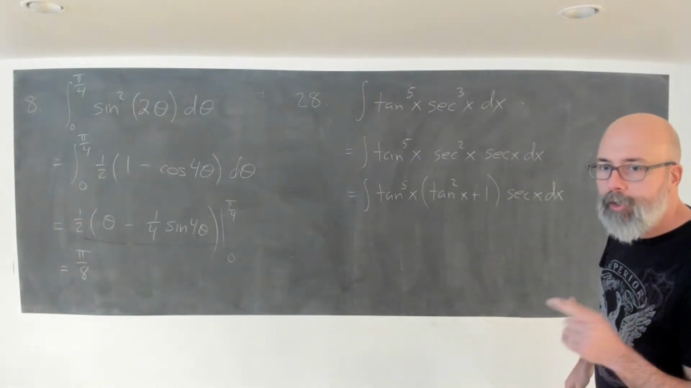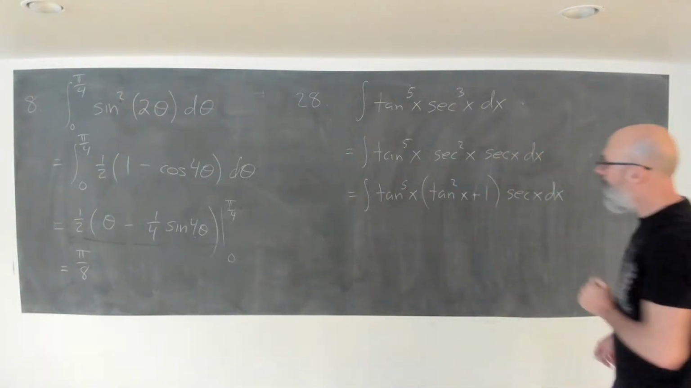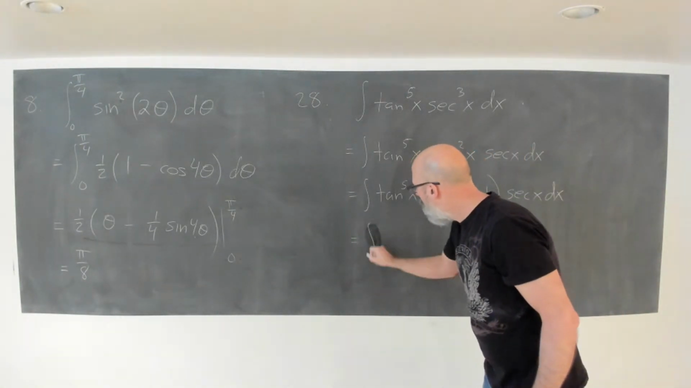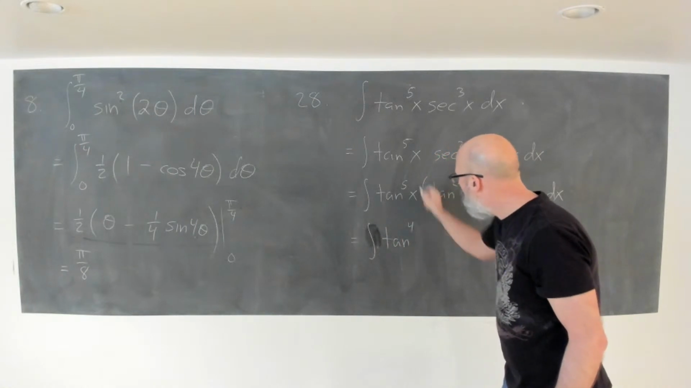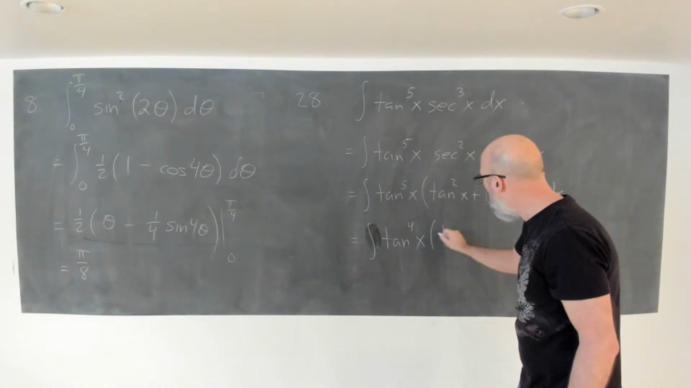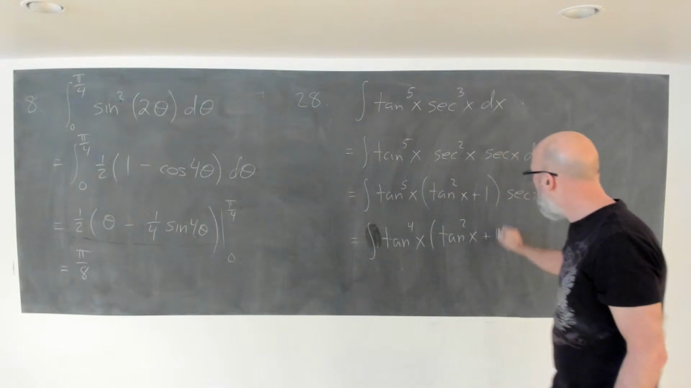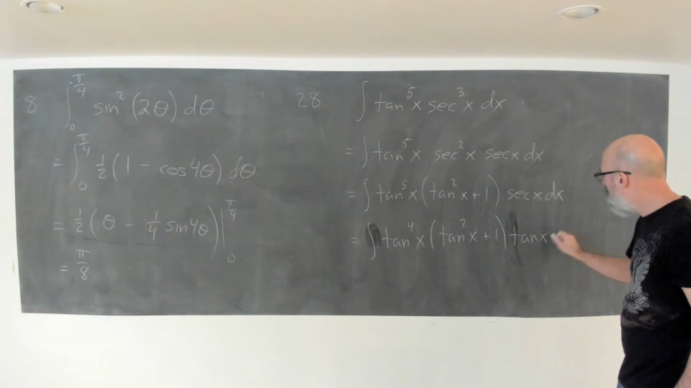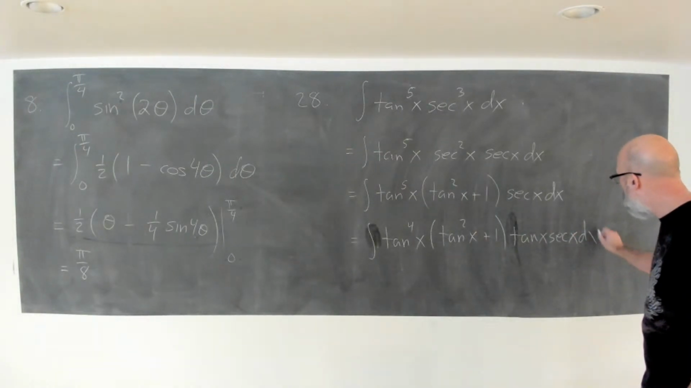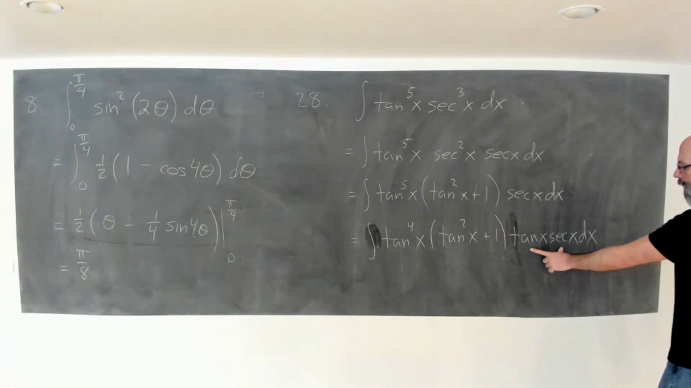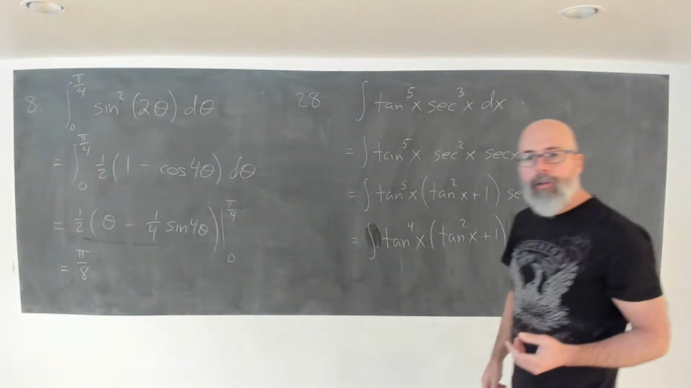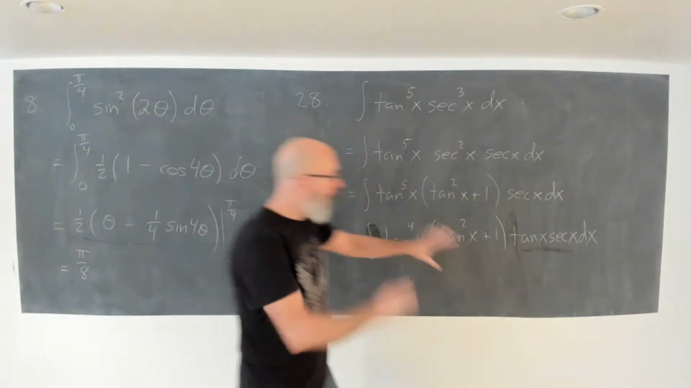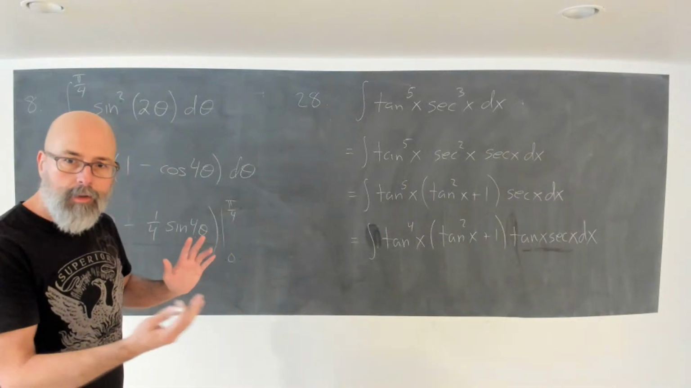Somebody's suggesting to split up the tangent to the power 5 into tangent to the 4 and tangent. That's an excellent suggestion as well. If we break up the tangent to the 5 as tangent to the 4, and let me bring that extra tangent back here into tangent x secant x, you recognize this as the derivative of secant. The derivative of secant is secant tan. So if everything else was in terms of secant, then you'd be good to go.